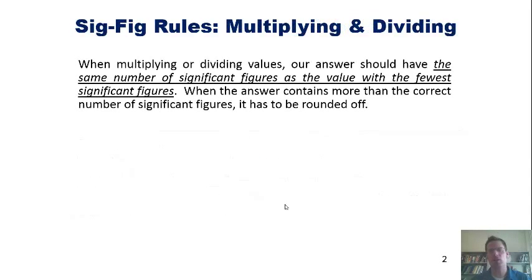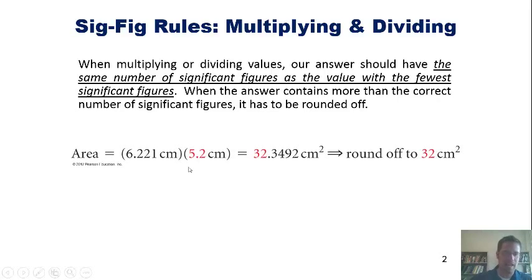Now, when multiplying or dividing values, our answer should have the same number of significant figures as the value with the fewest number of significant figures. This rule is slightly different from that for adding and subtracting. When an answer contains more than the correct number of significant figures, it also has to be rounded off. In this example, we can see two different lengths in centimeters being multiplied together to determine the area. As I multiply these together, you'll notice that I get this final number that has a lot of digits in it. The number that is highlighted in red, in this case 5.2, only possesses two significant figures, while the number here to the left, 6.221, contains four significant figures.